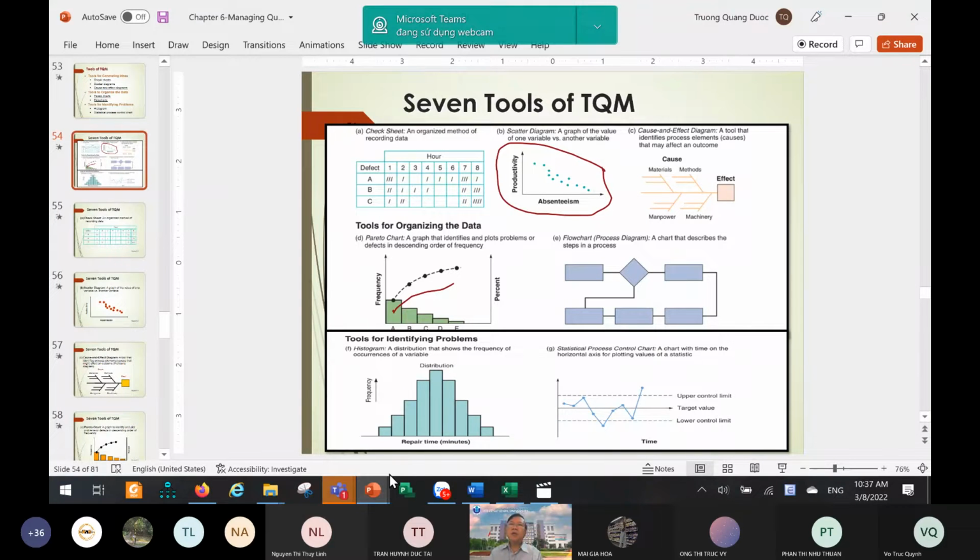I mean the scale of these two, frequency and percent, is different. So you have to draw by hand. You cannot draw it by calculating with the software because it's a different scale. Is it clear, student?